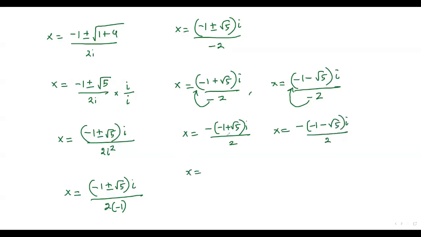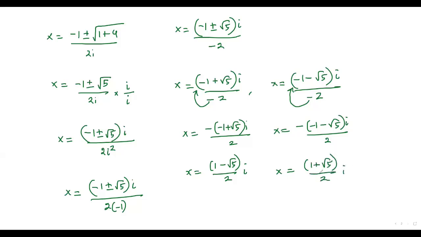Now we can distribute this negative sign to this and this. When I distribute this negative sign to this negative 1, it will become positive 1. When I distribute this negative sign to this positive, it will become negative square root of 5 times i, over 2. And here the same thing. When I distribute this negative sign to this negative 1 and negative square root of 5, I'll be getting 1 plus square root of 5 times i over 2.